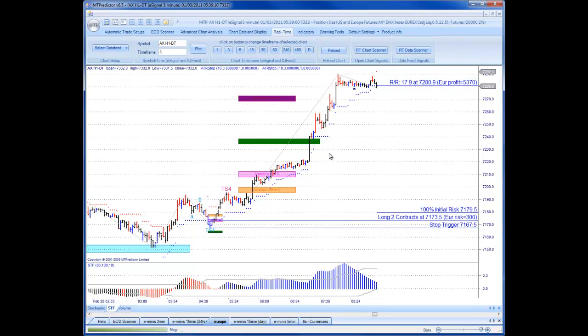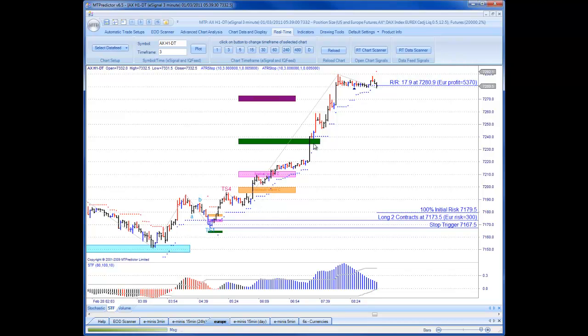But the point being is that MTPredictor makes it very straightforward to find these, because we had our 15-minute support zone on the chart in advance. That gave us an indication of the important low. We then had the initial rally, wave 1. We then had the initial correction, wave 2, and then the automatic setup that came in and got us into the trade. We then played for the typical wave 3 rather than the first targets.